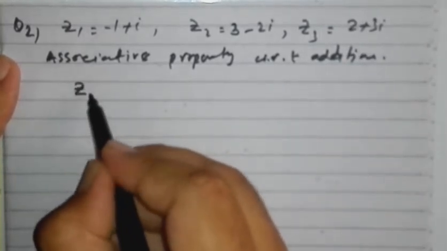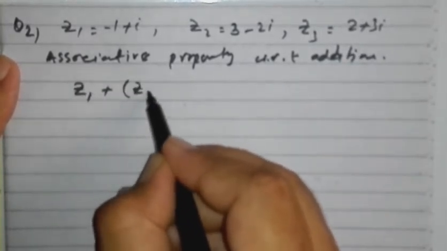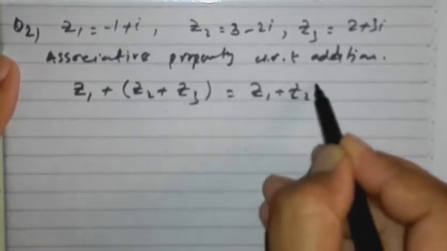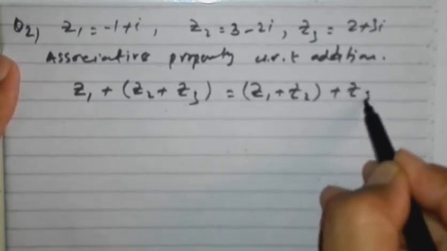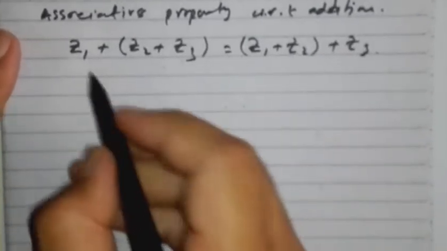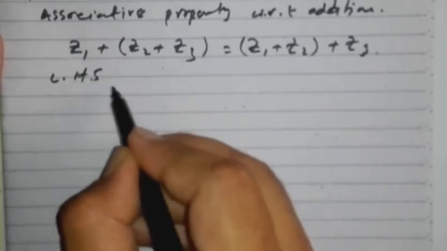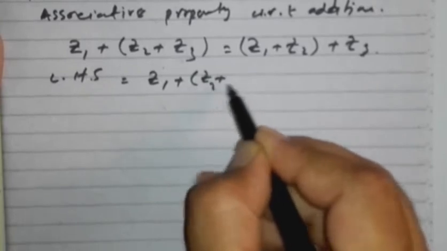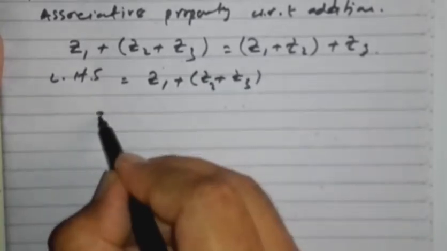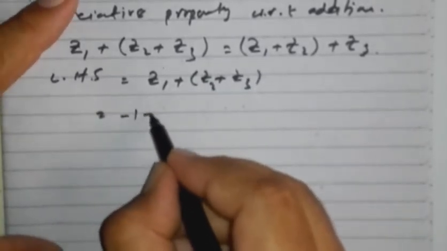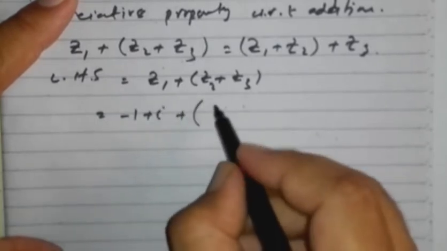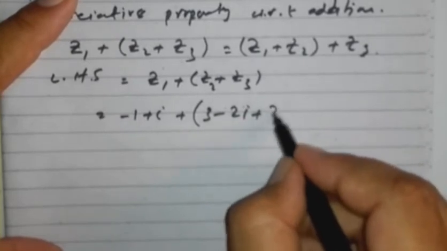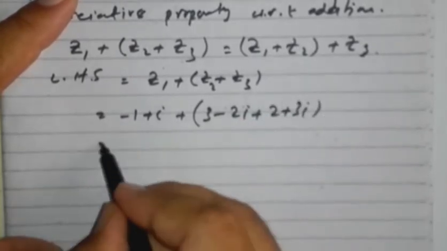which is Z1 plus (Z2 plus Z3) is equal to (Z1 plus Z2) plus Z3. This is associative property with respect to addition. Taking left hand side, which is equal to Z1 plus (Z2 plus Z3), is equal to Z1 value is minus 1 plus iota, plus Z2 value is 3 minus 2 iota, plus Z3 value is 2 plus 3 iota.